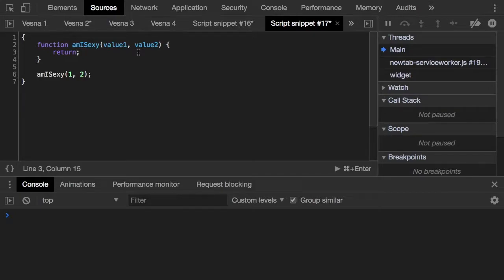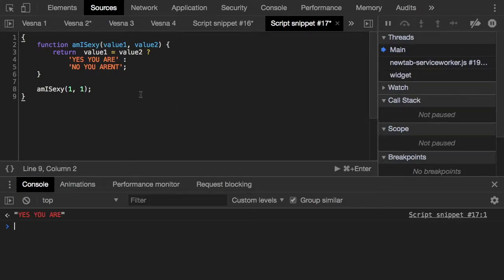Let's change the example a bit. Say it's an assignment: if the values are equal, then yes, you are sexy. Else, if they're not equal, no, you aren't. So again, back to the example. In this particular case, yes, you are sexy. What happens if I do that? Am I sexy or not? You are still sexy, which is a great thing, but that's not probably what you were expecting.